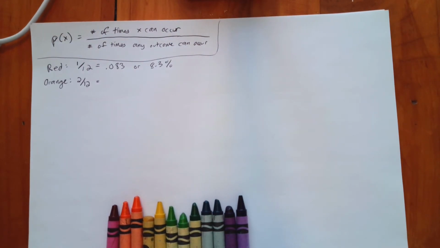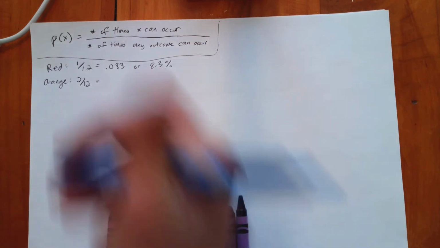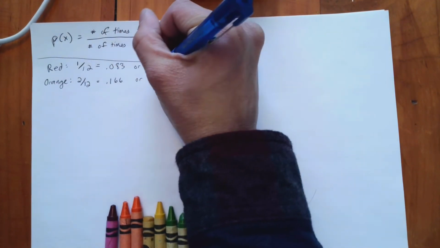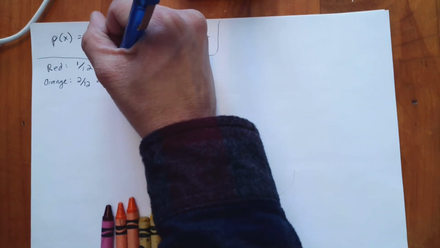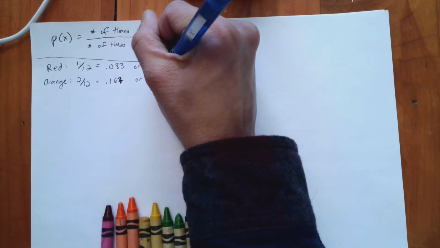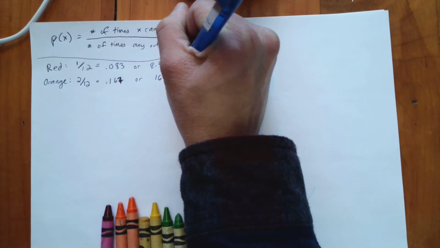All right, so now we're looking at 2 out of 12 as our equation here. And that means we have a probability of 0.166, or, sorry, 0.167, I think, or 16.7%.